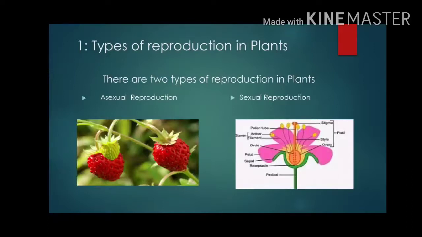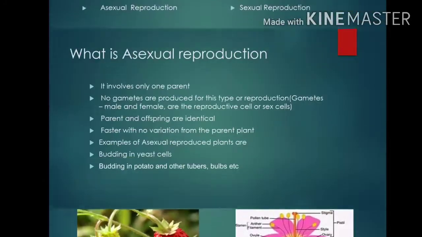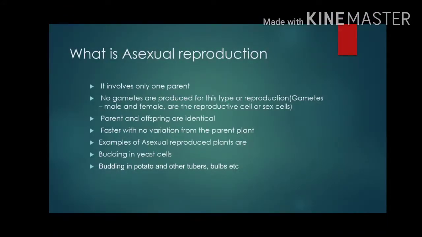Strawberries come under asexual reproduction. In asexual reproduction, there is only one parent involved. Here, the parent and the offspring of the plant will be identical.